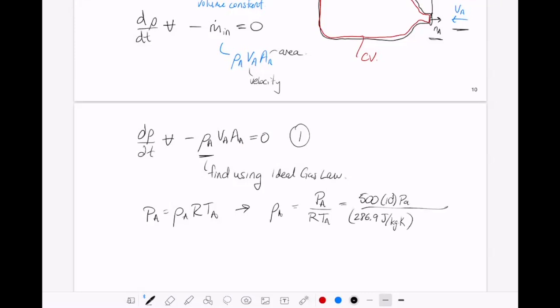And our temperature, which is given to us, is 30 degrees Celsius. We need to write this in Kelvin, so 30 plus 273.15, and that would be Kelvin. So if we plug those numbers in, we should get our density is 5.752 kilograms per meter cubed.